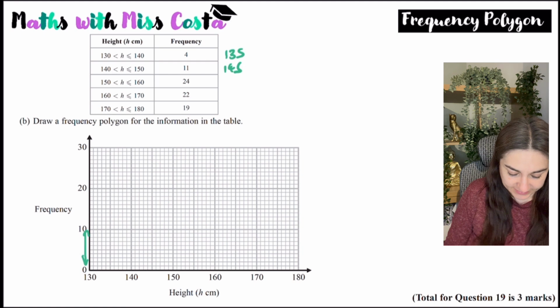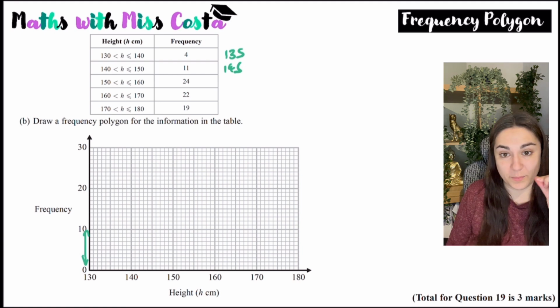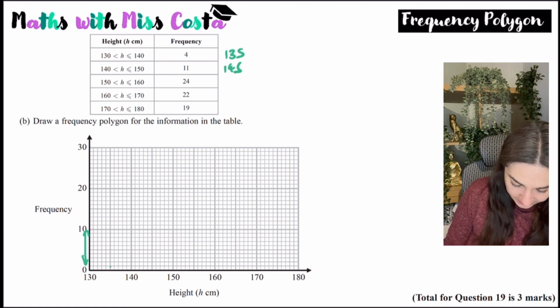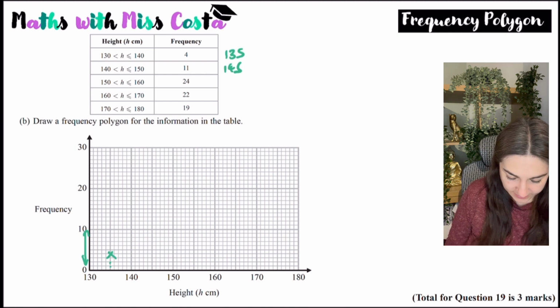So this is 0 to 10 and there's 10 boxes. So I know that one box is worth 4. So I'm going to plot it at 135 and 1, 2, 3, 4. Then I've got 145 and 11. Then the midpoint is 155 and 24. And then I've got 165 and 22. And then finally 175 and 19.